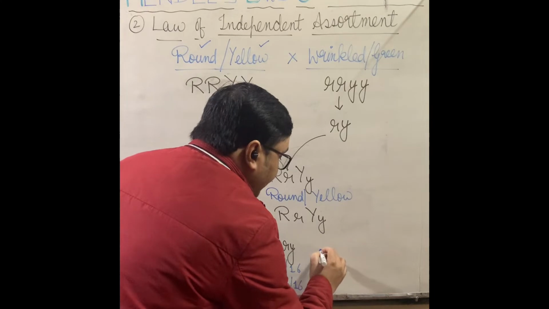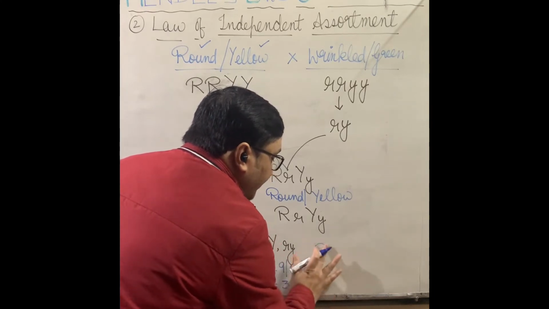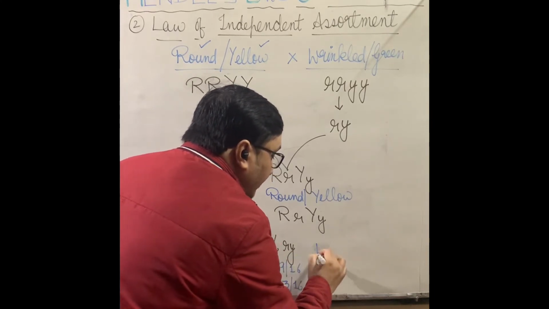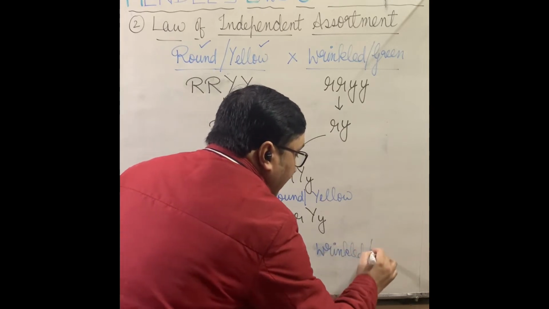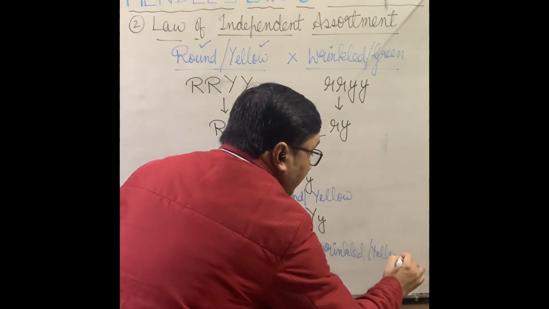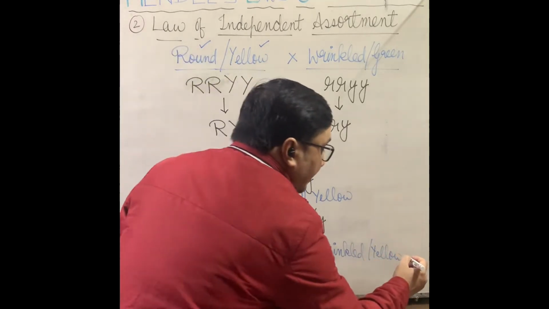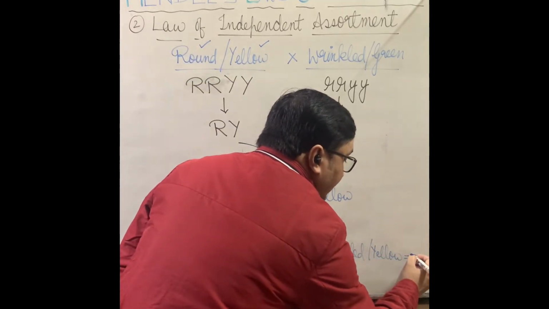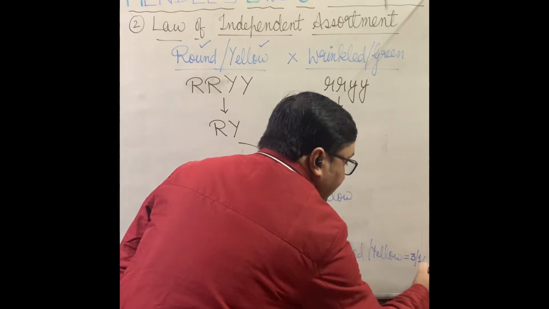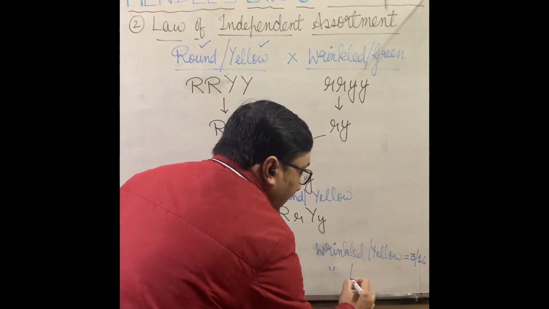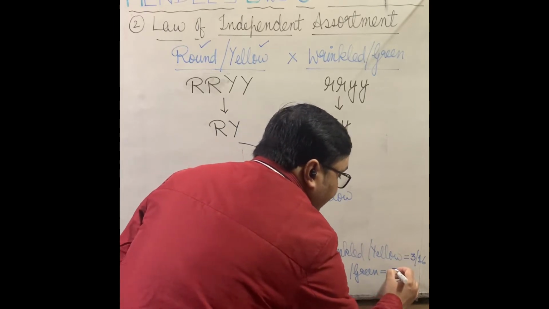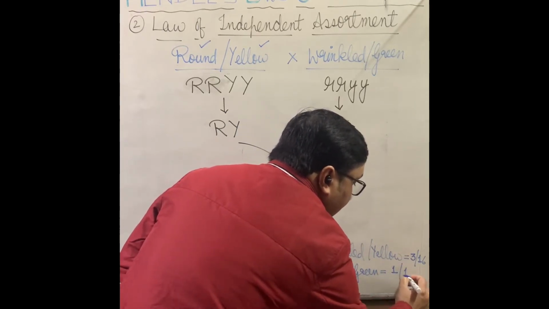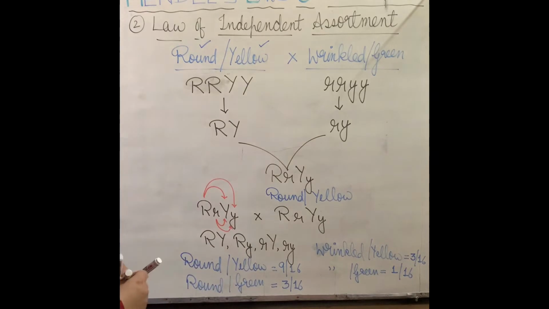Then we saw that it is wrinkled and yellow. So how many were wrinkled and yellow? It was 3 out of 16. And wrinkled and green, how many were wrinkled and green? It was 1 by 16. That means 1 out of 16.